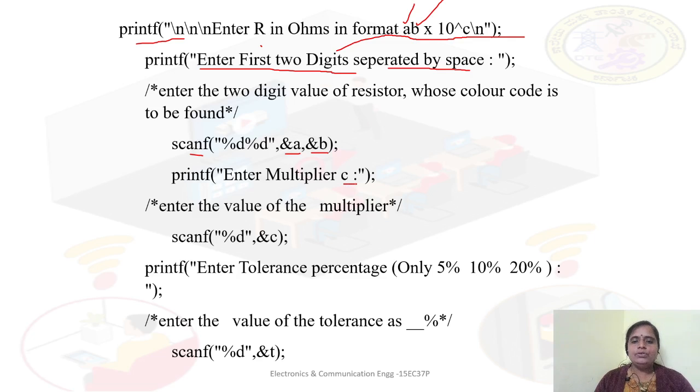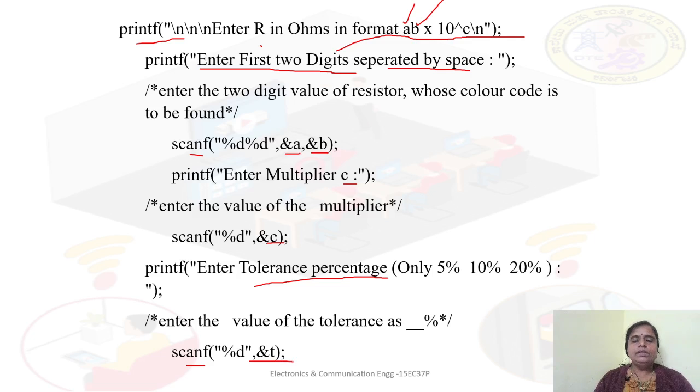In the same way we are going to get the input value of C. So printf, enter the multiplier. Again using a scanf statement, I take the value of C. The next, what is one more input required? I'm going to have the tolerance. So in order to get the tolerance, I say enter the tolerance. By using again the scanf statement, I take the value of T.